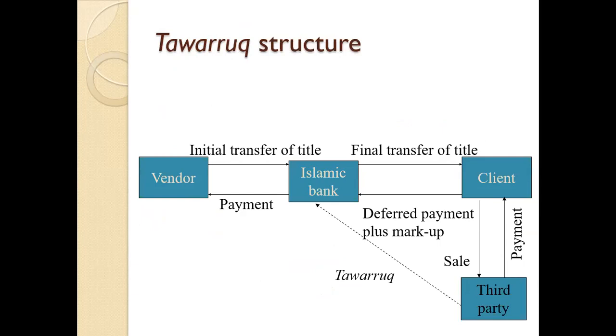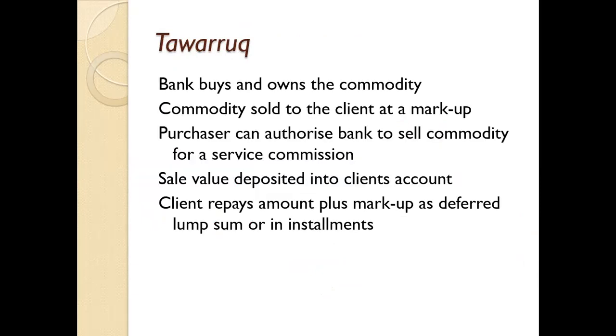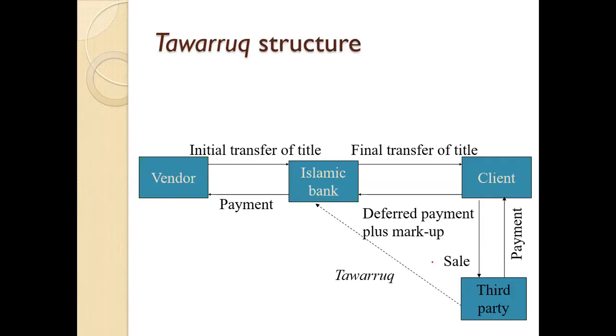In this way. And this is the fresh diagram for the tawarruk structure. So what are the issues here? The bank buys and owns the commodity, and the commodity is sold to the client at a markup, and the purchaser can authorize the bank to sell the commodity for a service commission. So the bank is charging a commission from the customer or the client, and you see who is depositing this sale value. It is not the Islamic bank. Can you recall the third party? This party is depositing this amount. It has been mentioned here.